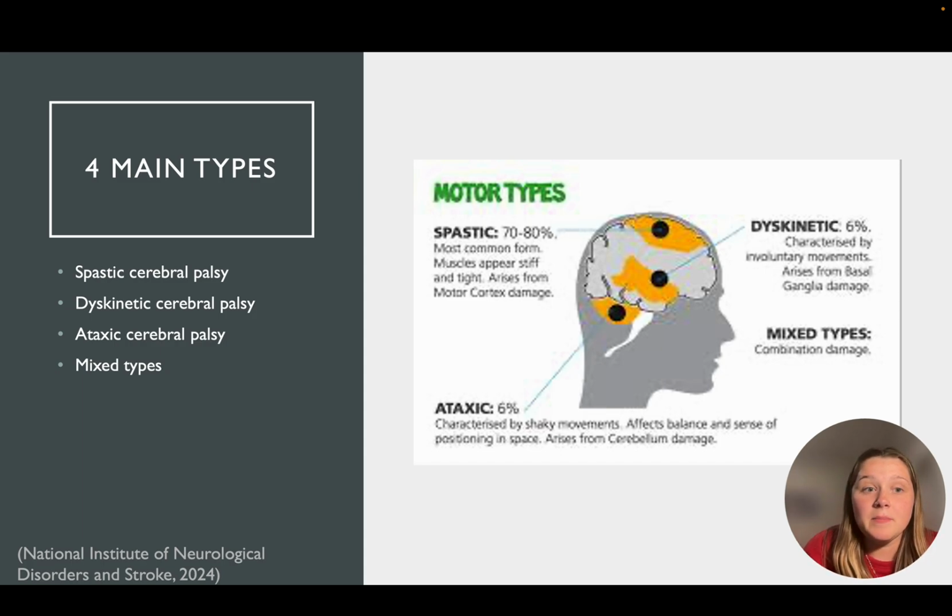And mixed types means that their symptoms represent all different types of the 3 that I just listed above. They're not tied down to one specific type. They're just a big mix.